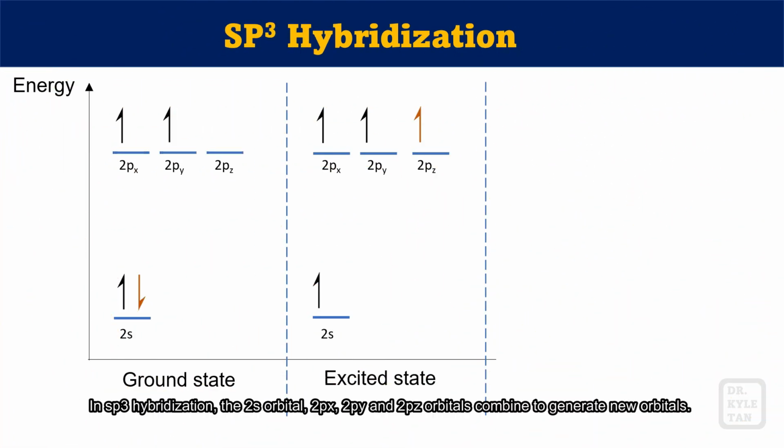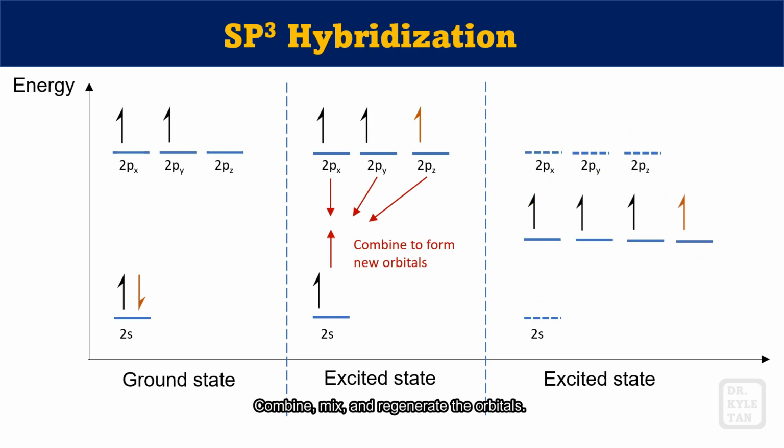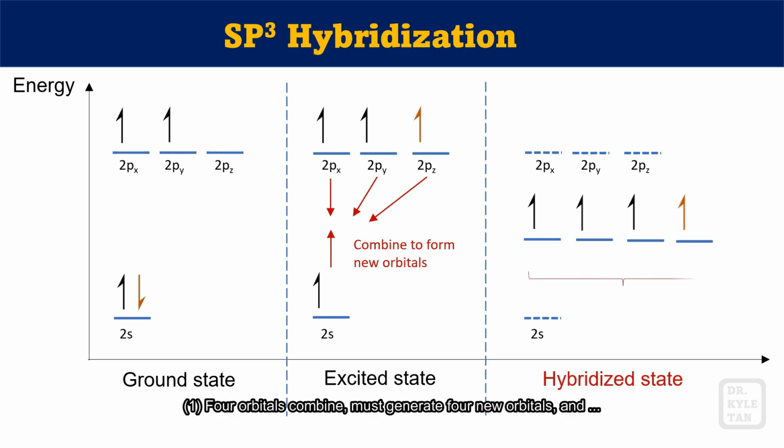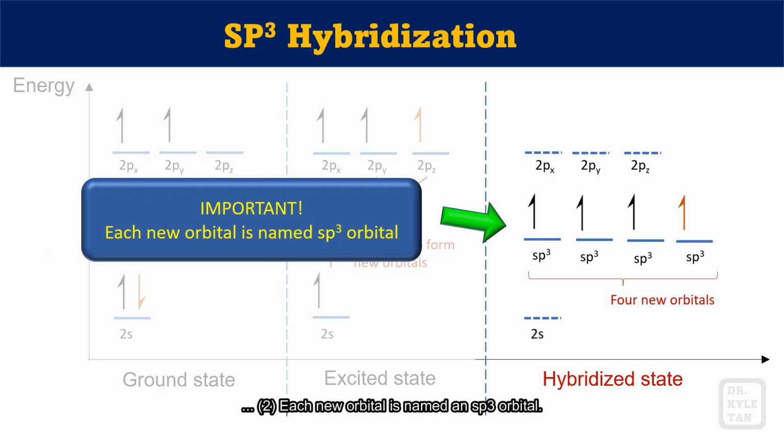In sp3 hybridization, the 2s orbital, 2px, 2py, and 2pz orbitals combine to generate new orbitals. Let's look at this animation. Combine, mix, and regenerate the orbitals. It's important to note that 4 orbitals combined must generate 4 new orbitals, and each new orbital is named an sp3 orbital.